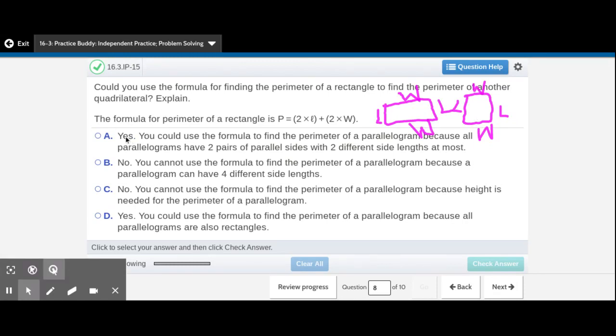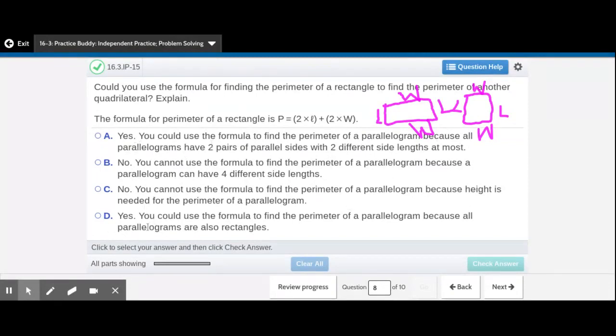Up here for A, it says, yes, you could use the formula to find the perimeter of a parallelogram because all parallelograms have 2 pairs of parallel sides with two different side lengths at most. When I say at most at the end, it's saying that you could either have the same sides or it would be 2 separate numbers because it can't be 3 or 4. It could be 2 at most. So it could be 2 different side lengths or 1 different side length. That's what it's telling us. So this one has an option of being correct.